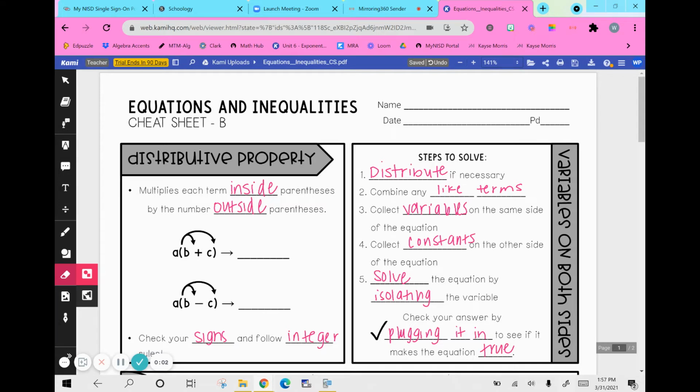Okay, welcome to our EOC review. We are going to be talking about equations and inequalities and all the things you need to remember to be successful on your EOC test.